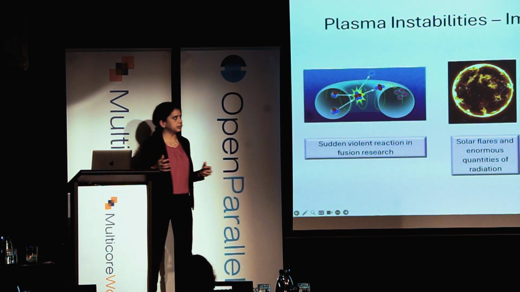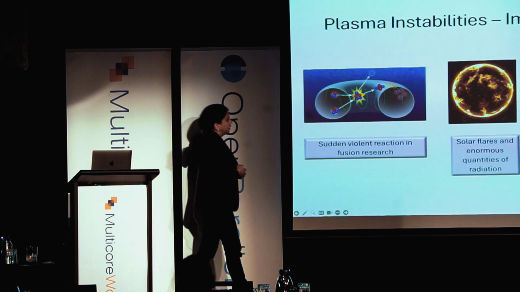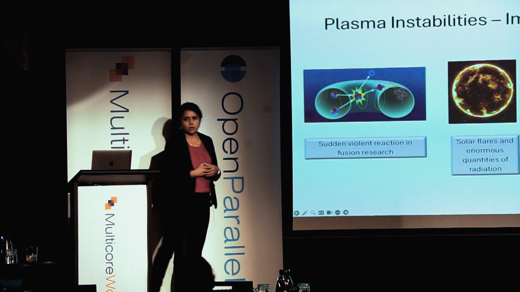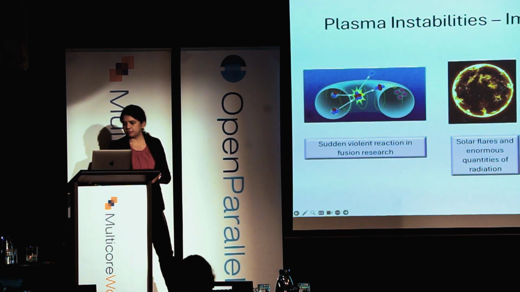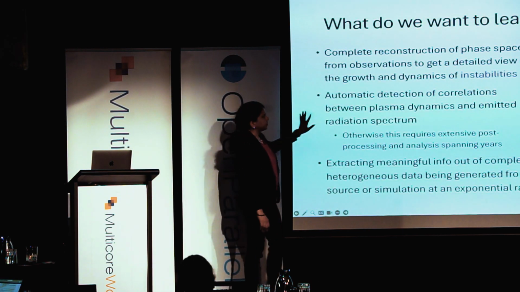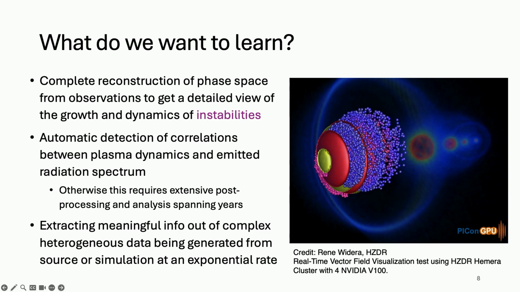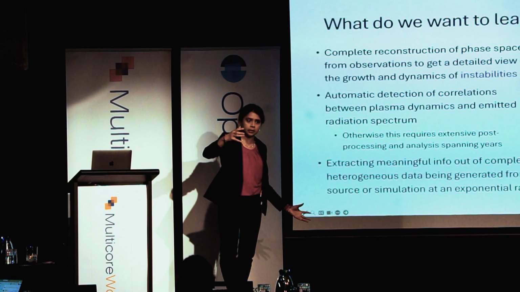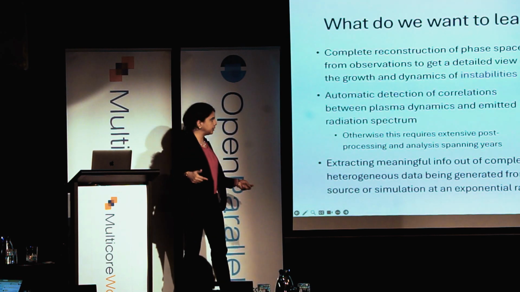And we are dealing with, again, tons of terabytes of data. So these are some examples of the repercussions of plasma instability. What we wanted to learn is reconstruction of phase space from observations to get a detailed view of the growth and dynamics of the plasma instability. So how do you map the output back to the input and reconstruct this instability region?